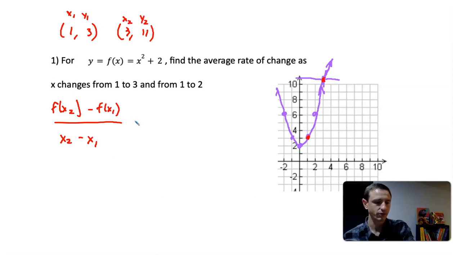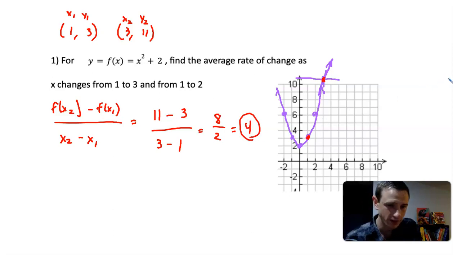So f of x sub 2 was 11, minus f of x sub 1 is 3, over x2 is 3, minus x1 is 1. 11 minus 3 is 8, 3 minus 1 is 2, 8 divided by 2 is 4.